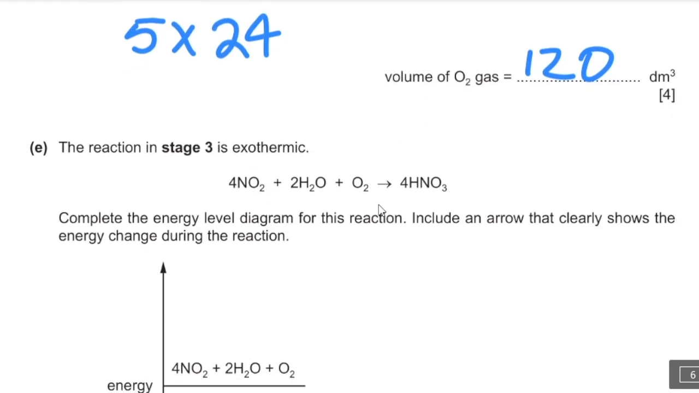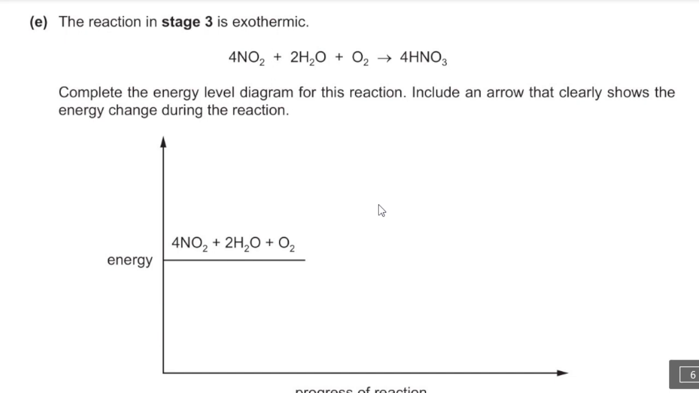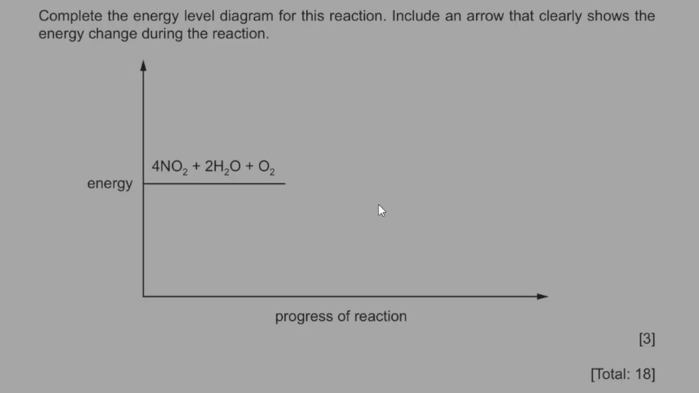E. The reaction in stage 3 is exothermic, which means the energy is released, and so the products are supposed to have an energy level much lower than that of their reactants. Complete the energy level diagram for this reaction. Include an arrow that clearly shows the energy change during the reaction. Alright, so you simply need to draw an arrow which is pointing downwards, and then here you're supposed to be drawing in a horizontal line which has the product over here.